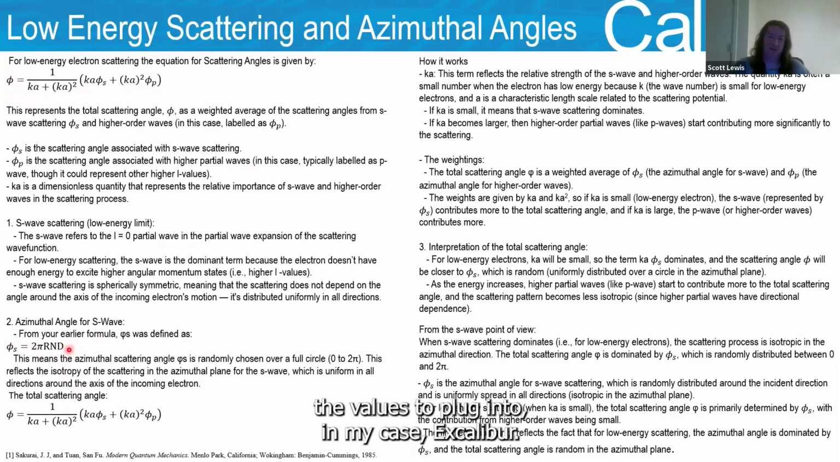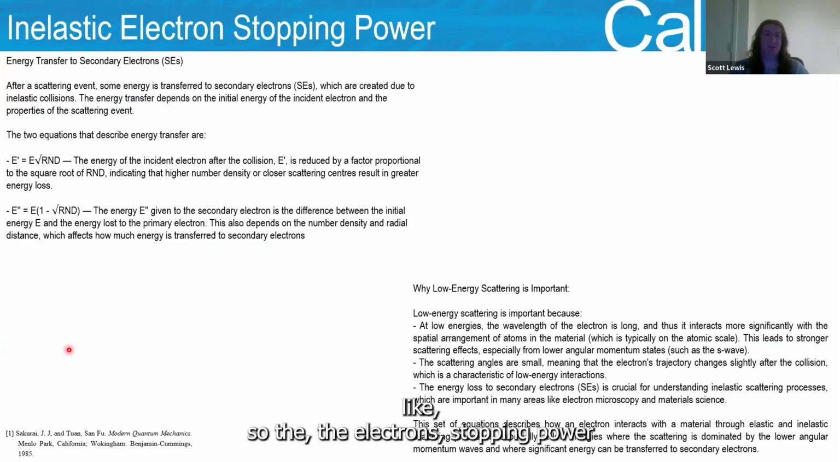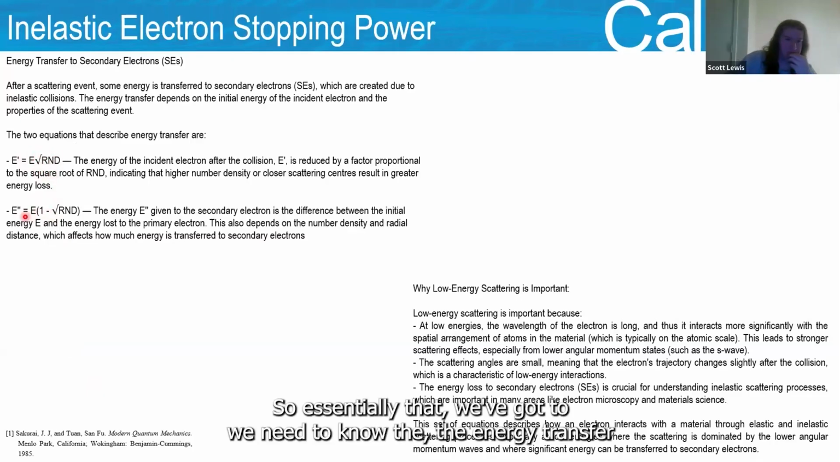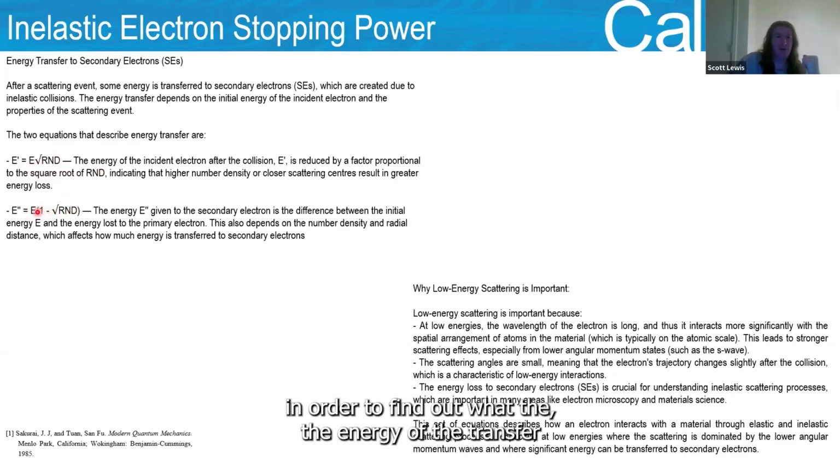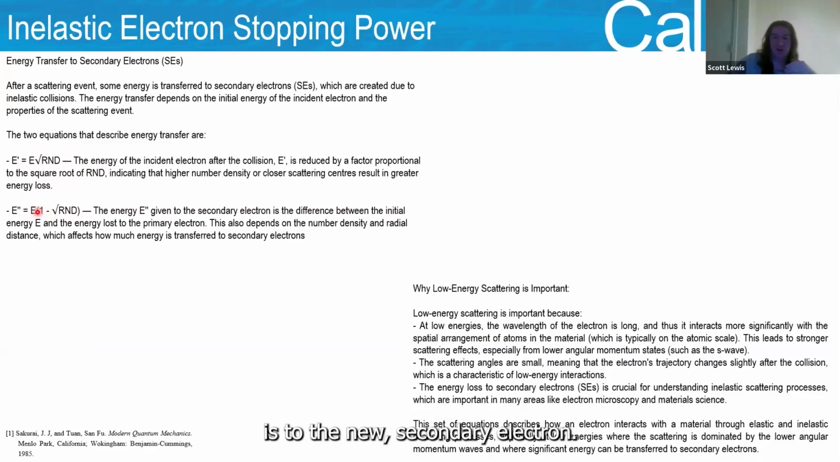values to plug into, in my case, Excalibur, but you can write your own. All right. So the electron stopping power is a lot easier. The equations are quite small. Essentially we need to know the energy transfer, and it's basically done on a random number again. And these are what we plug in in order to find out what the energy of the transfer is to the new secondary electron.